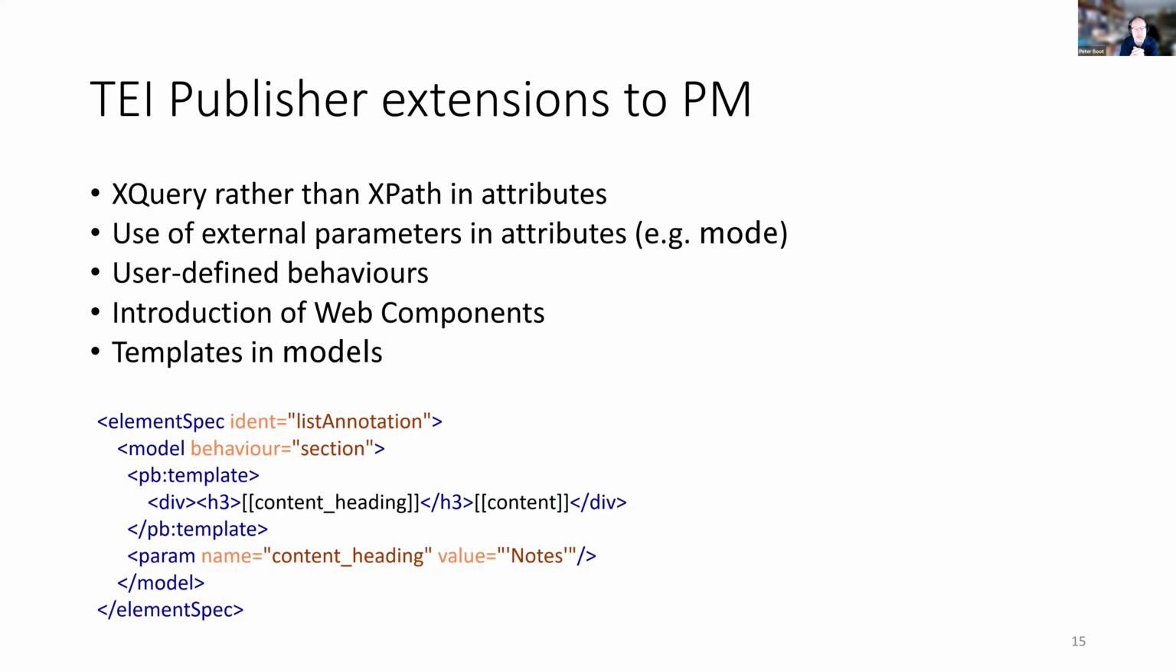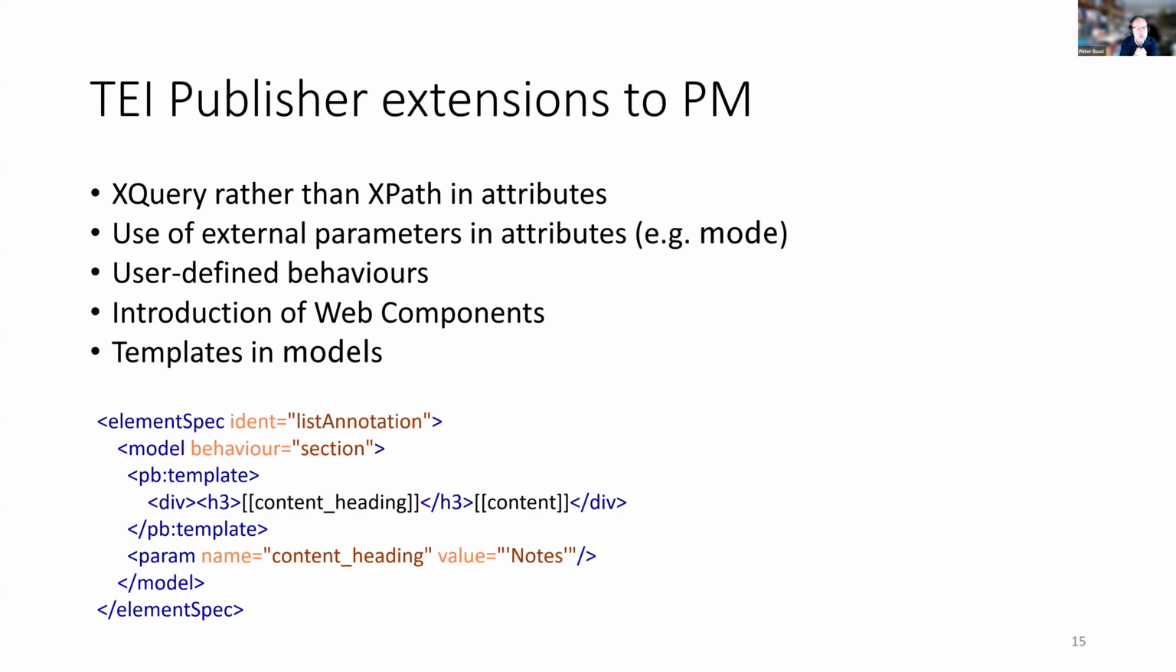A lot of TEI Publisher is built using web components, so custom HTML elements with behavior. And some of these web components can also be used as values for the behavior attribute. That's, for instance, a web component for activating a facsimile from another element.